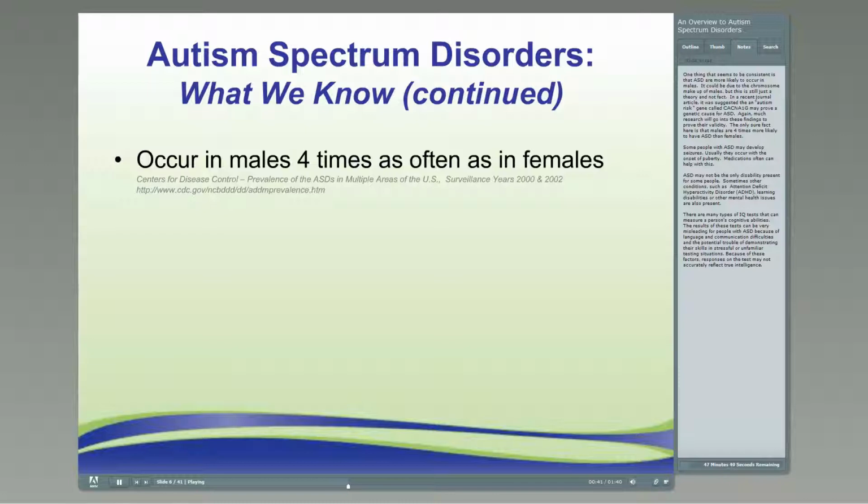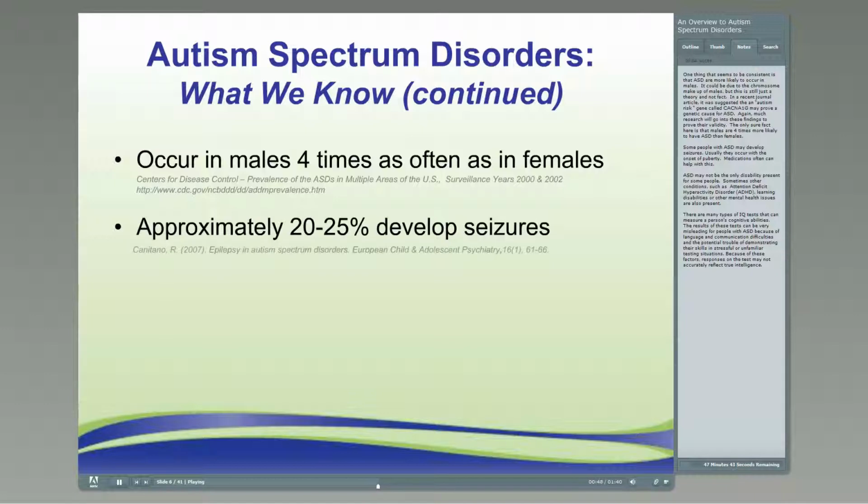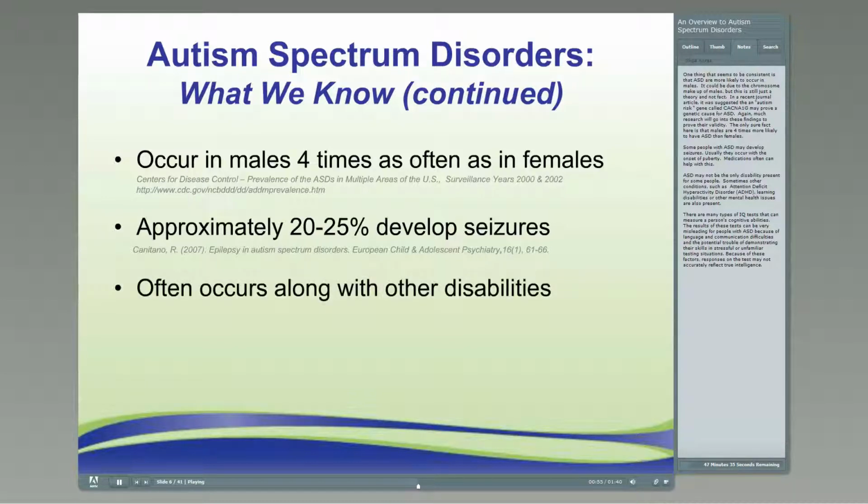Some people with autism spectrum disorders may develop seizures. Usually seizures occur with the onset of puberty. Medications often can help with this. Autism spectrum disorders may not be the only disability present for some people. Sometimes other conditions such as attention deficit hyperactivity disorder or ADHD, learning disabilities, or other mental health issues are also present.